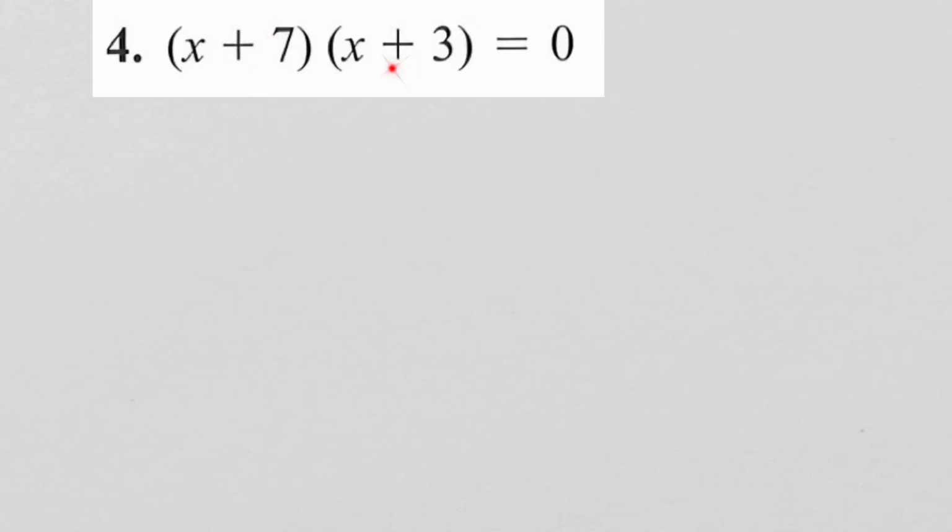Okay, we have the product of two things is equal to 0, so x is going to be equal to -7 over 1 and opposite of this, -3 over 1. And that's it.